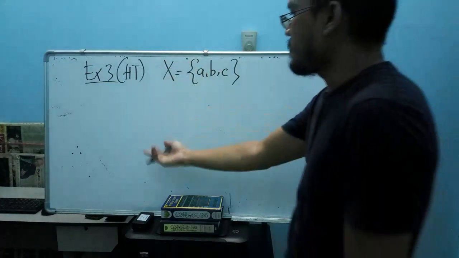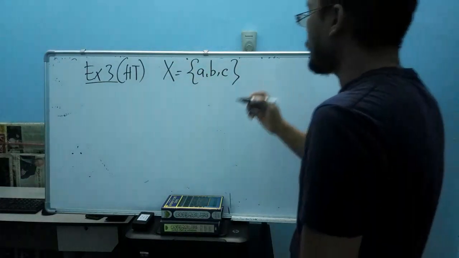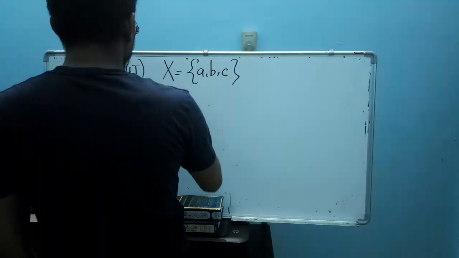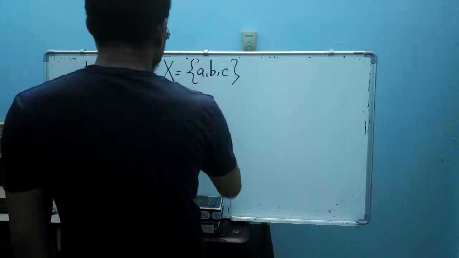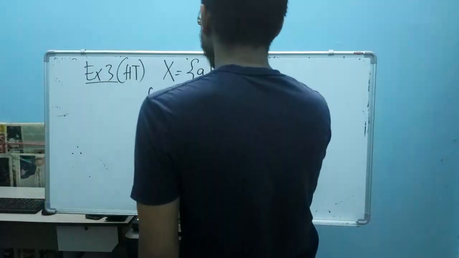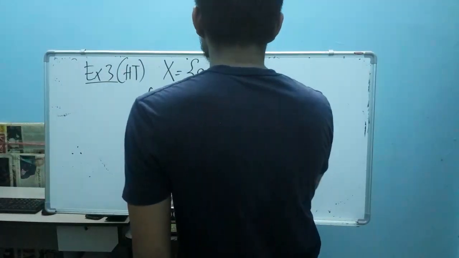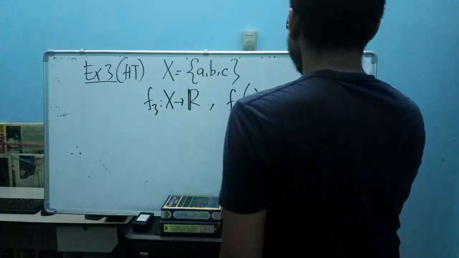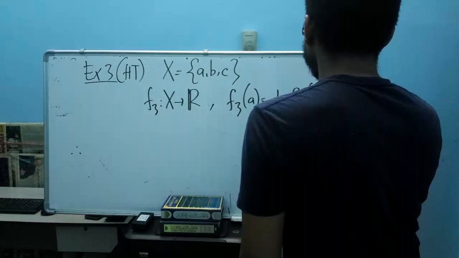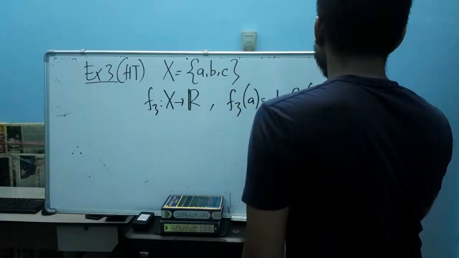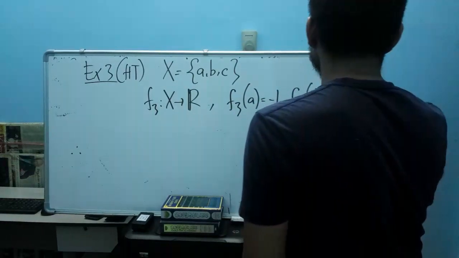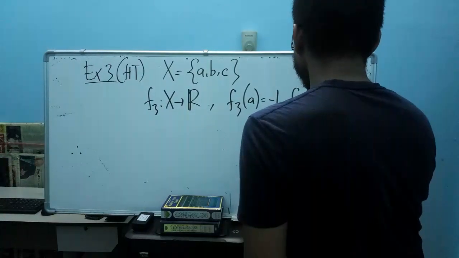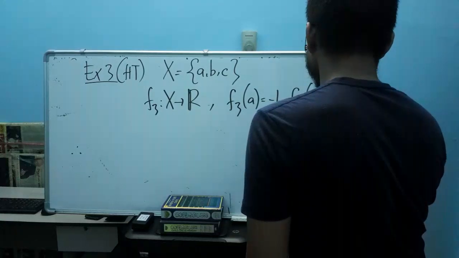Okay, so we will have these 5 algebras. Now I will define such a mapping here, f3 from X to the real numbers, such that f3(a) is equal to -1, f3(b) is equal to 5, and f3(c) is equal to -7.